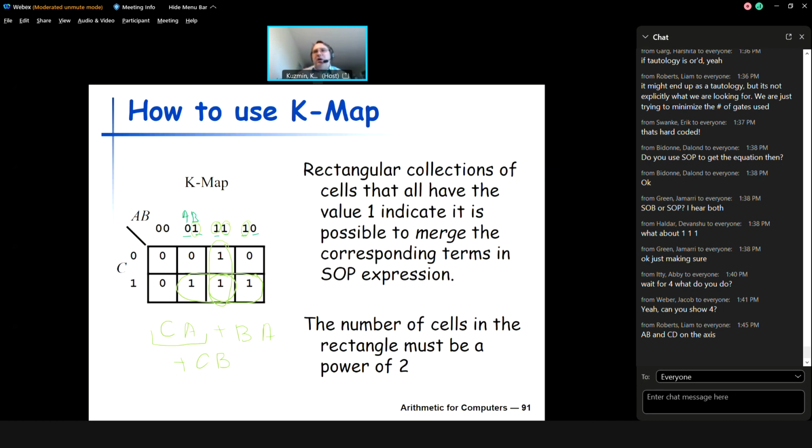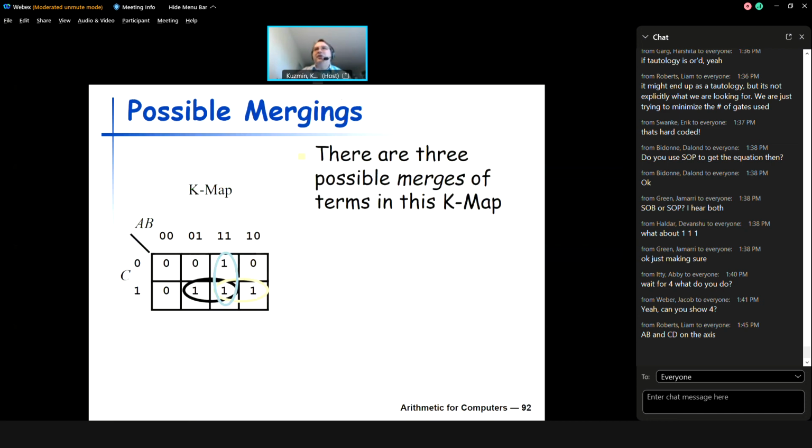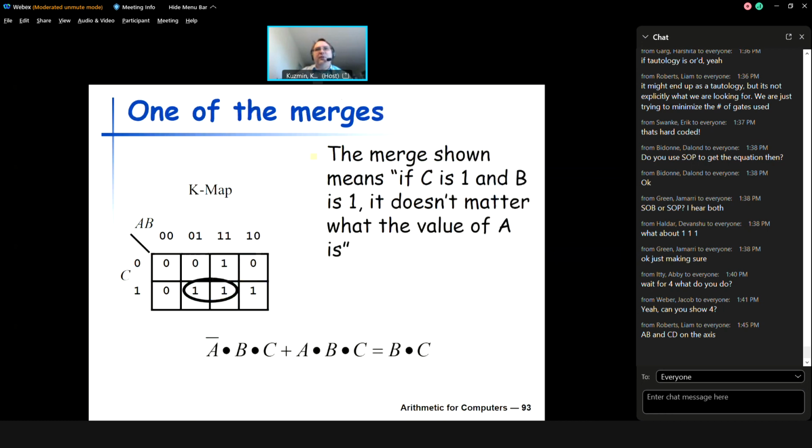So the number of cells that we are circling must be a power of 2. But remember, you have to think about wrapping this, right? So this may wrap in this direction, and this also wraps in this direction, okay? So it's almost like a sphere if you have good imagination, right? So you have to look at how this thing wraps along both dimensions into some kind of three-dimensional structure.